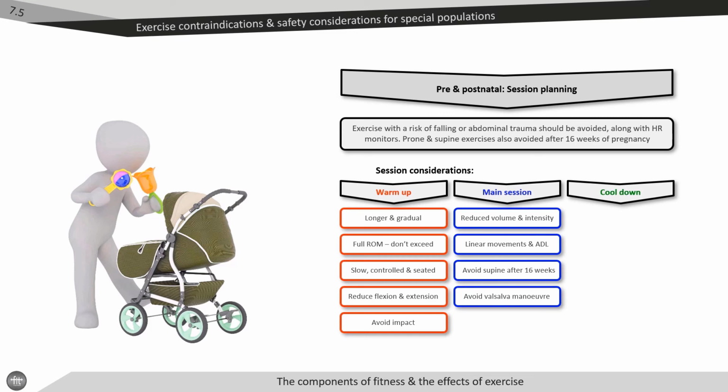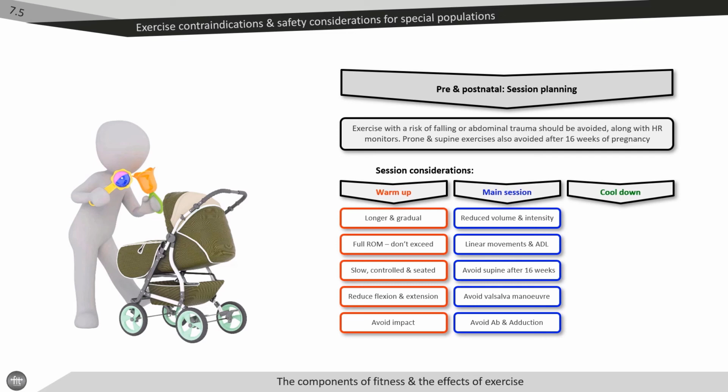The Valsalva manoeuvre during lifts and during isometric exercises can affect blood pressure and can increase the risk of dizziness, loss of balance, falls, and high blood pressure occurring. Hip abduction, adduction, internal or external rotation can all apply increased pressure to an unstable pelvic floor region, so these movements should be avoided, especially when working against a resistance.